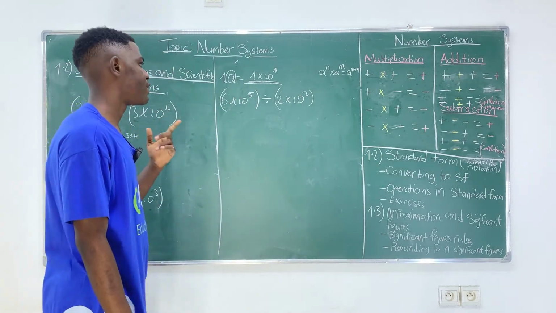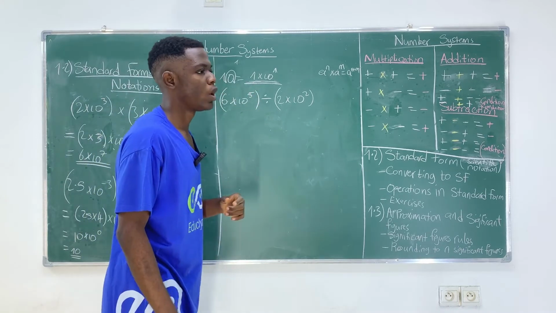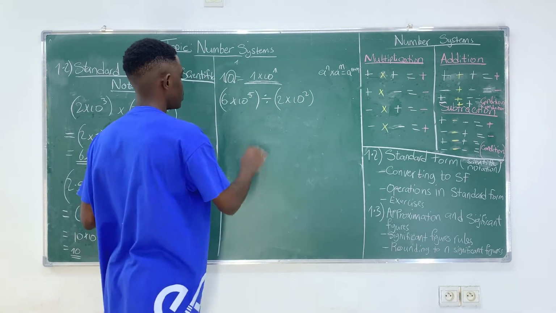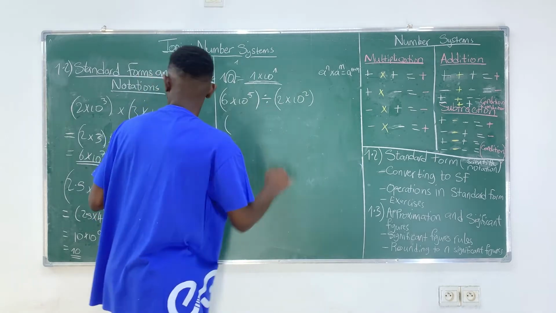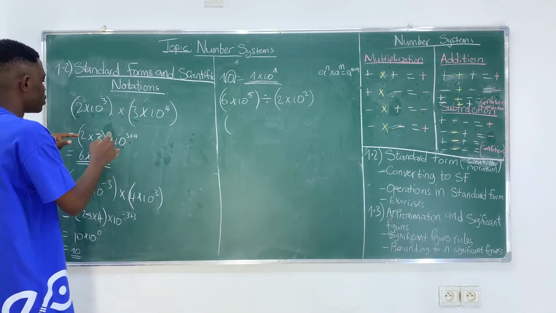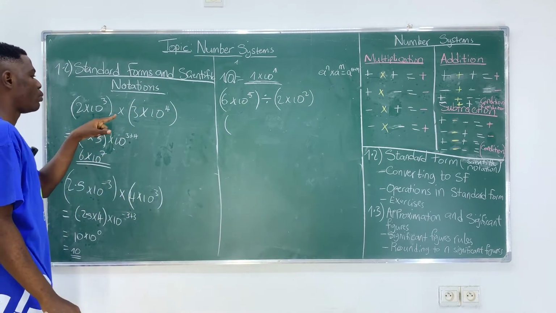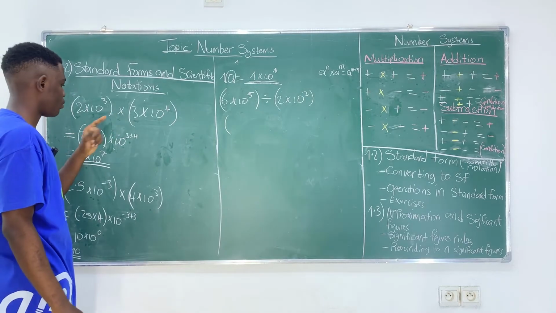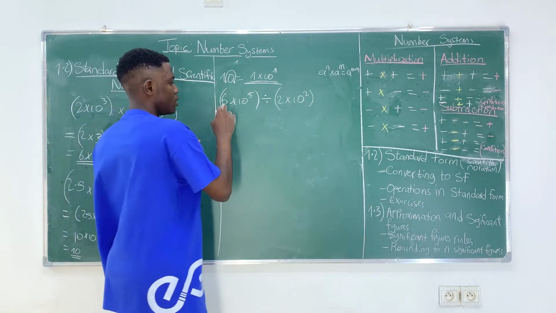How do I solve this? 6 times 10 to the power 5 divided by 2 times 10 to the power 2. So we do as well. Here we took 2 and 3 to the sign. So we're going to do the same here.